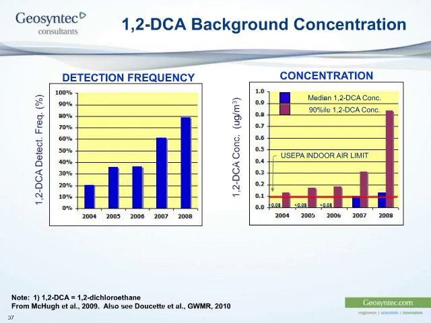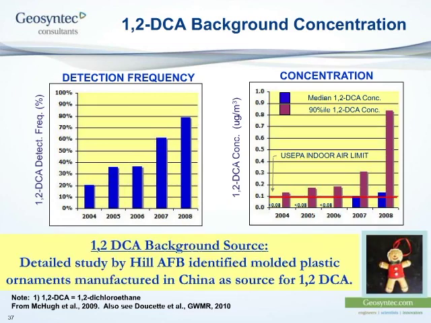This is just an example of the detection frequency of 1,2-dichloroethylene at Hill Air Force Base. There was an increasing frequency of detection over time, and that was subsequently attributable to, just click the button again. Go forward again. I think there's just a little lag between the click and the refresh on the screen. Yeah, so they found 1,2-dichloroethane was coming from plastic ornaments that were manufactured in China and resulting in indoor air concentrations above the risk-based target concentrations.